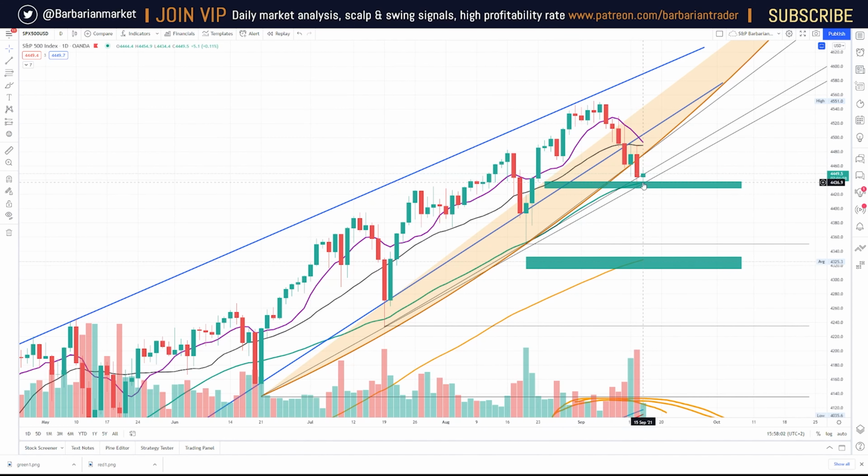And the last line of support is the 50 moving average, the green one. Once they break this, it's game over. Also, this is the last diagonal support. Once they break this, they will head to the 200 moving average.